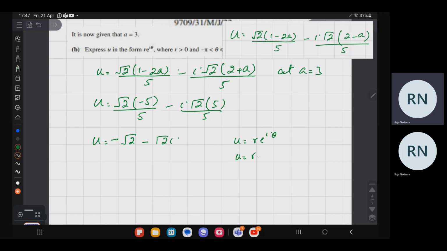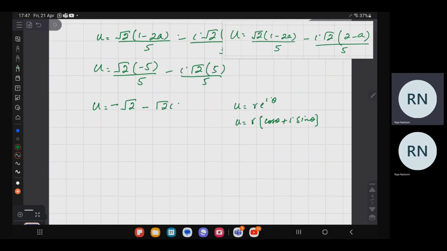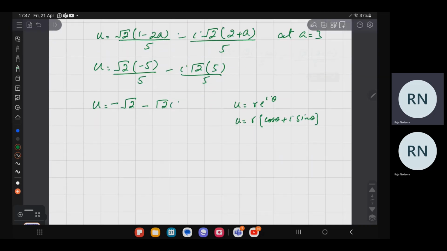R is the length of the complex number, which is called the modulus, and e iota theta can be expressed in the form of cos of theta plus iota sine theta. It means that r e iota theta is the modulus argument form. Now you need to convert this complex number into modulus argument form.